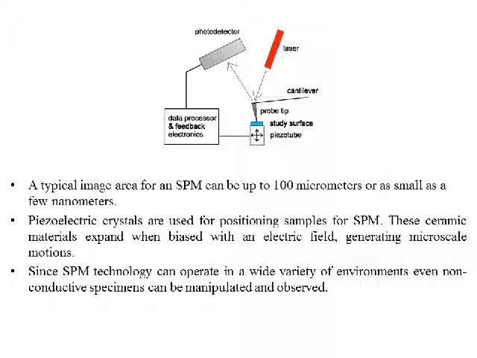So when this probe moves on the surface of the specimen, it will capture the image, and the image captured by this scanning probe microscopy will be up to 100 micrometers or even smaller, as small as a few nanometers. So that much magnification we can obtain in the image that is scanned by this type of microscope.